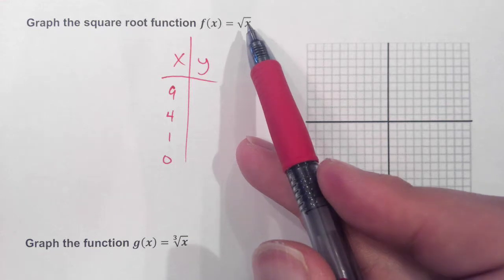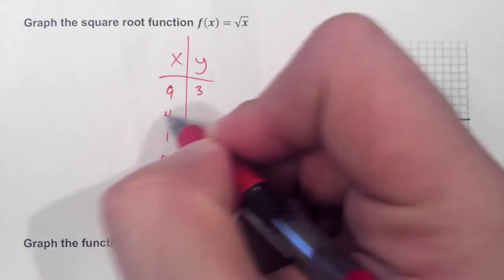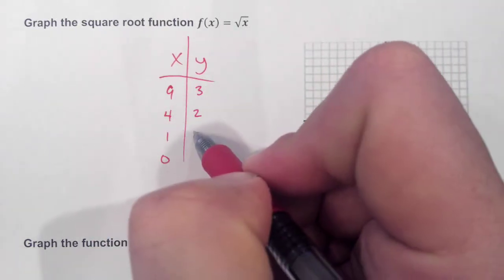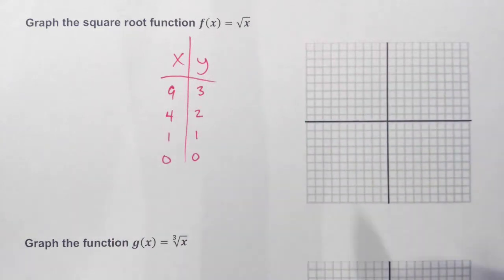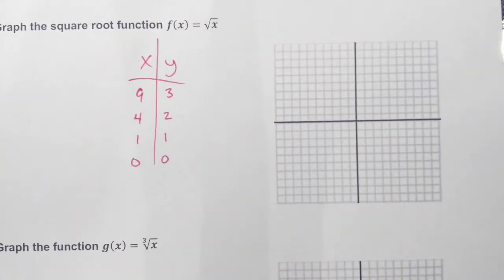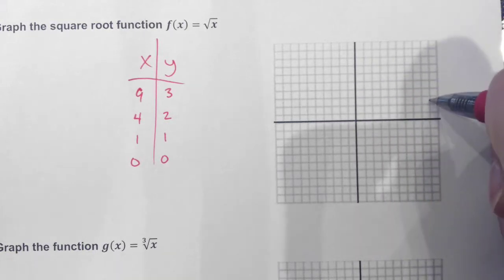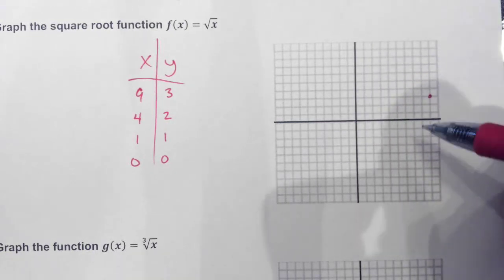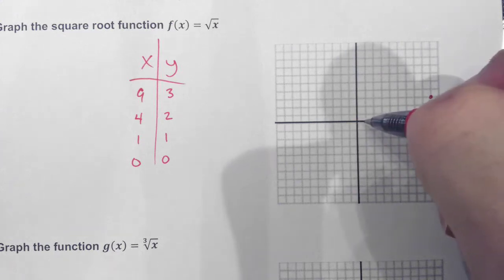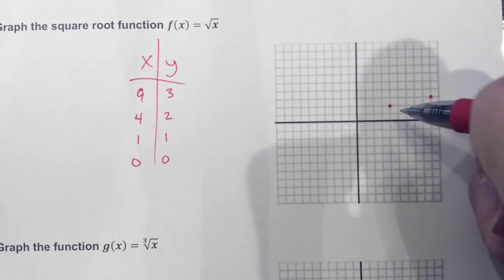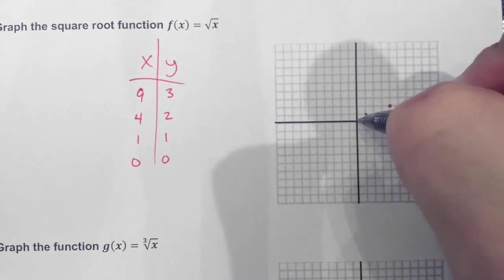So I plug it in. What's the square root of 9? 3. What's the square root of 4? 2. What's the square root of 1? 1. What's the square root of 0? 0. So this is going to be a rough graph of those points. So at 9, we are at 3. At 4, 1, 2, 3, 4, we are at 2. At 1, we are at 1. And at 0, we are at 0.